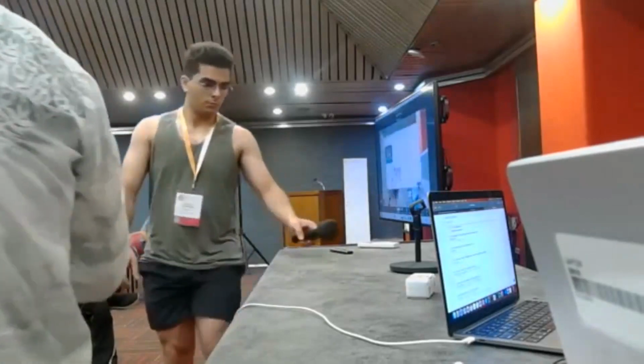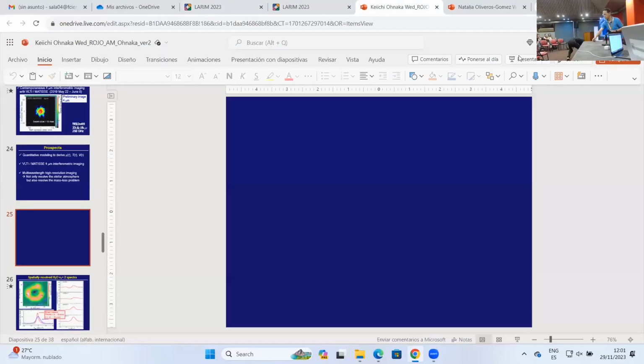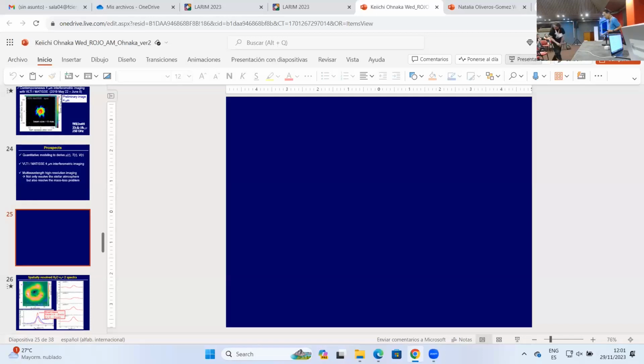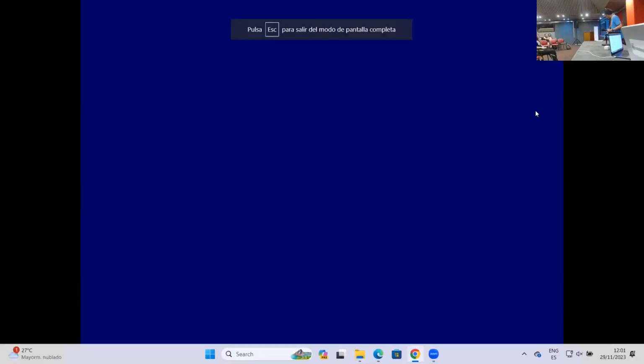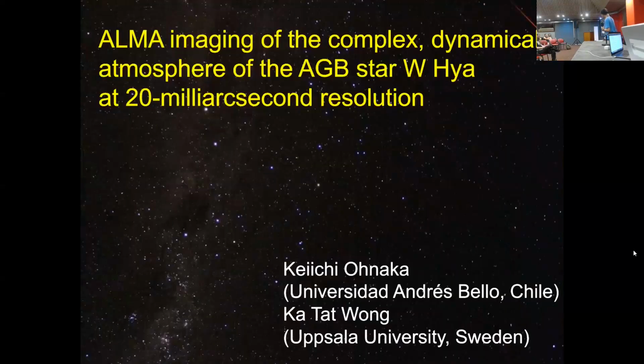And our next speaker is Keiichi Ohnaka, and he will talk about ALMA imaging of the complex dynamical atmosphere of the AGB star W Hya at 20 milliarcsecond resolution. All right. First of all, I would like to thank the SOC for giving me an opportunity to talk about our recent results on high resolution imaging of this AGB star W Hya. And here is my collaborator at Uppsala University in Sweden.